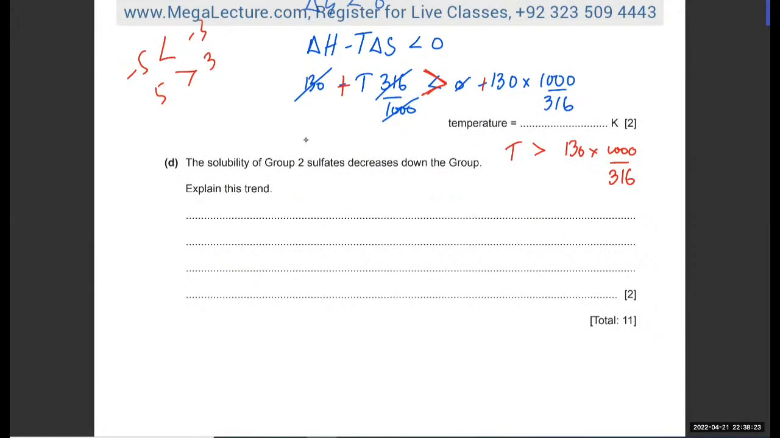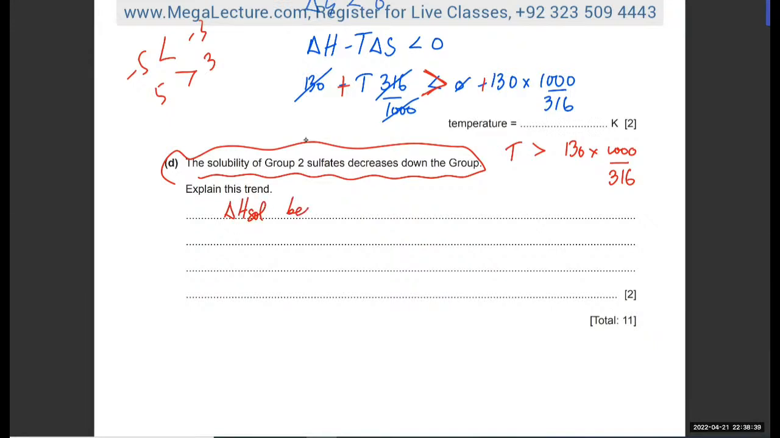Again, a question, just memorize this one. This is a typical question. Why does the solubility of sulfates decrease down the group? So down the group, you're going to write that delta H, since it's decreasing, that means delta H solution becomes more endothermic. Since they've already told you that it decreases, the reason is for 2 marks. So it becomes more endothermic. Why does it become more endothermic? Down the group, the ionic radius increases.